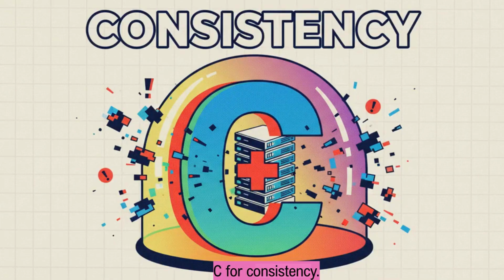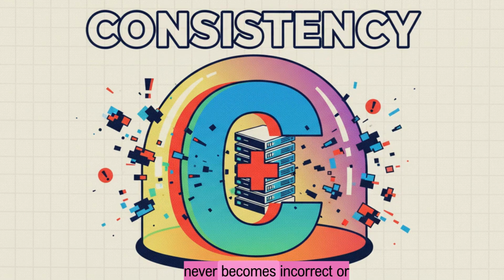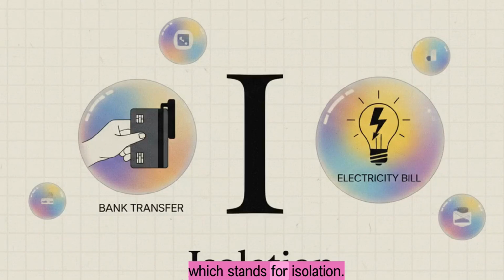Next up is C for consistency. The rule here is that the database remains valid before and after the transaction. You can think of consistency as essentially the database's immune system. It guarantees that data never becomes incorrect or corrupted during the process. If a transaction tries to break any predefined database rules, consistency steps right in, halts the action, and maintains perfect data integrity. Then we have I, which stands for isolation.